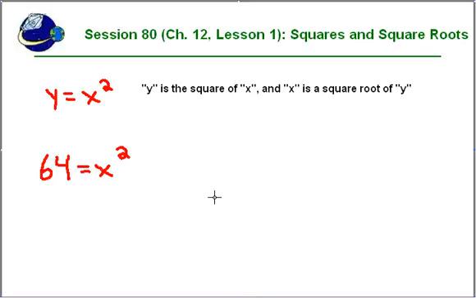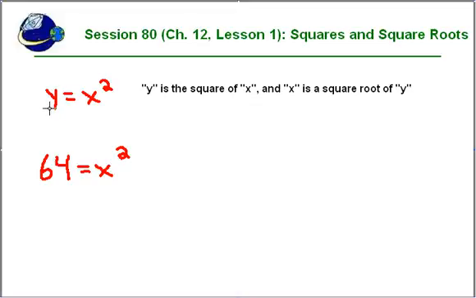Starting in session 80, we're going to be dealing with the next several sessions, squares and square roots. As a quick reminder, we're going to go over some of the basics, and then those basics will help us as we calculate those equations that have algebraic expressions in them, including the squares and square roots. y equals x squared. Here's our first equation.